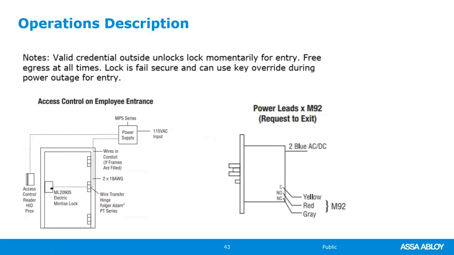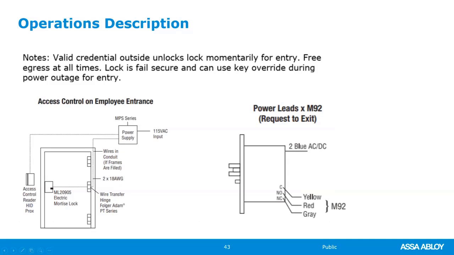And then the operations narrative: valid credential outside unlocks lock momentarily for entry, free egress at all times. Lock is fail secure and can use key override during power outage for entry. The fire marshal, the AHJ, is looking for the free egress at all times. And if it doesn't have free egress, then you need to put in what portion of the code.